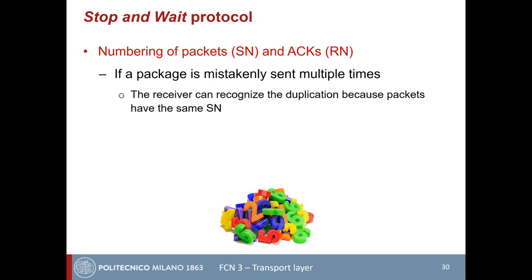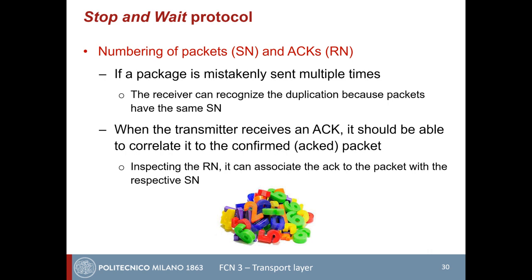Because if the packet is sent multiple times for some reason, the receiver cannot recognize the duplication if there is no numbering system. In particular, the receiver needs to know the number of the packets that are sent. On the other hand, if the transmitter receives an ARQ, it should be able to correlate it to the confirmed packet, the packet that is being acknowledged. And so this is why we also need numbering of the ARQs.